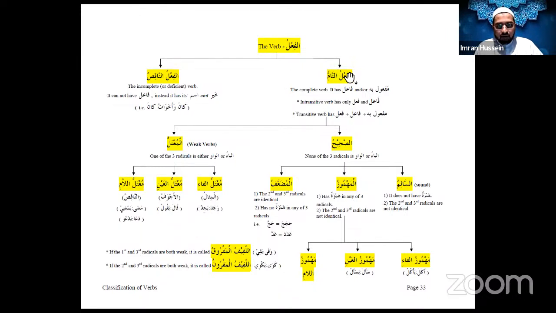Al-fi'l, fi'l al-tam, and fi'l al-naqis. Now, fi'l al-tam is the complete verb. Now, the complete verb are those verbs which we are familiar with already.